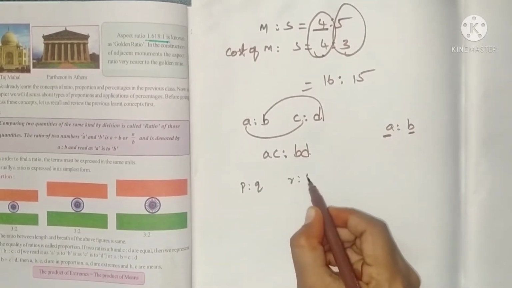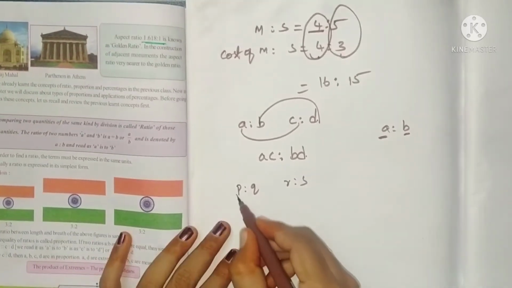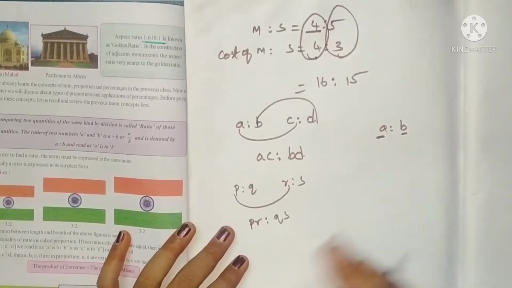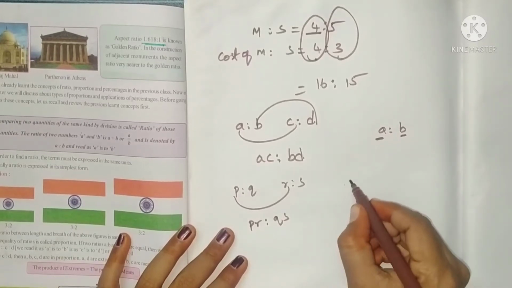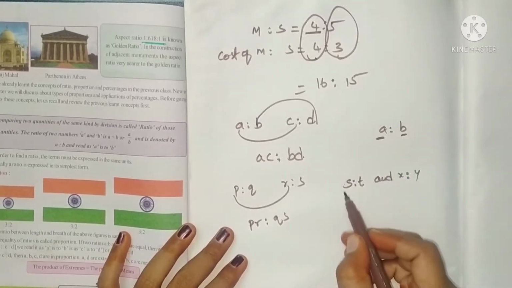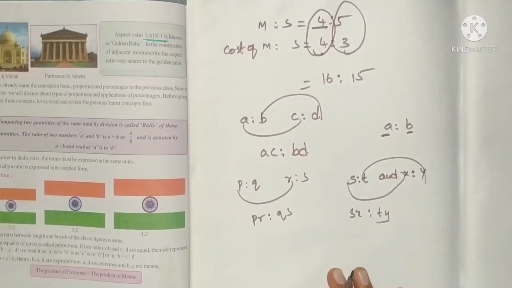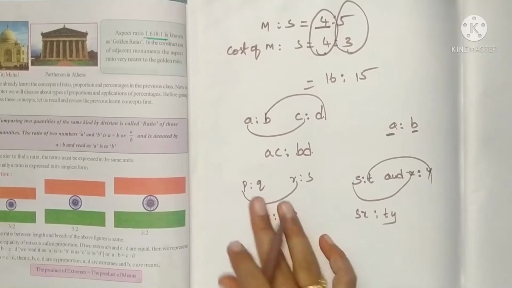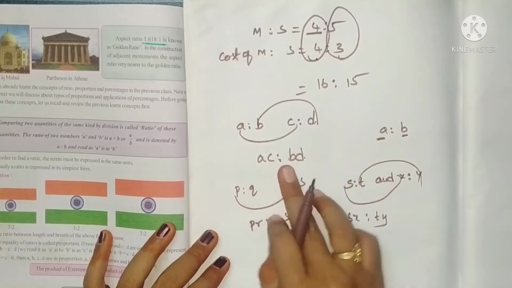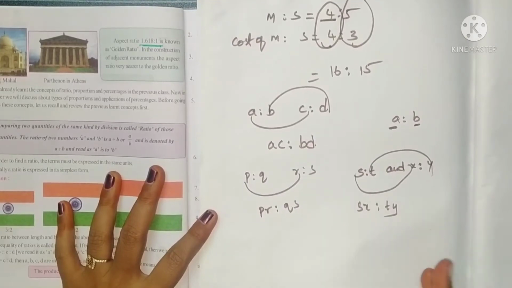What is the compound ratio of P is to Q and R is to S? First PR is to QS. Now, what is the compound ratio of S is to T and X is to Y? SX is to TY. Okay, do you get my point? So, we multiply the first terms and we multiply the second terms. So, the compound ratio of A is to B and C is to D is AC is to BD. In other words, the product of antecedents is to the product of consequents.